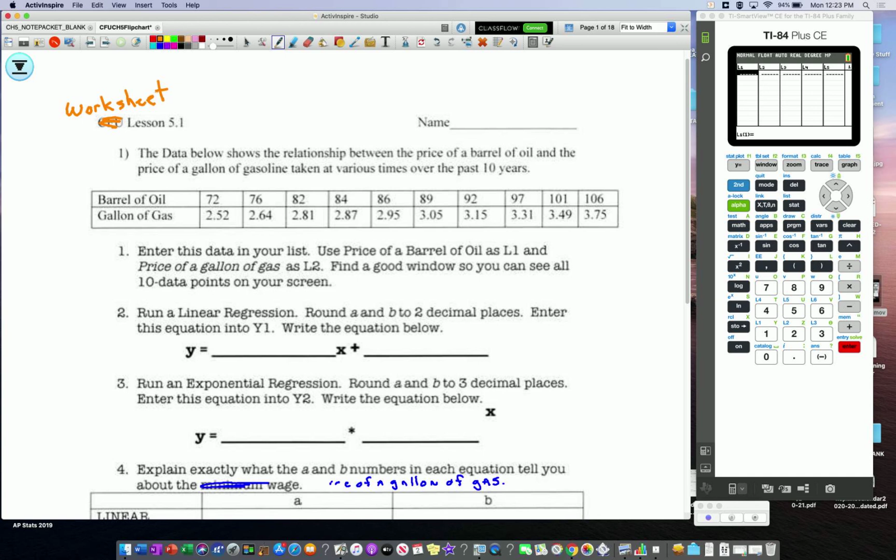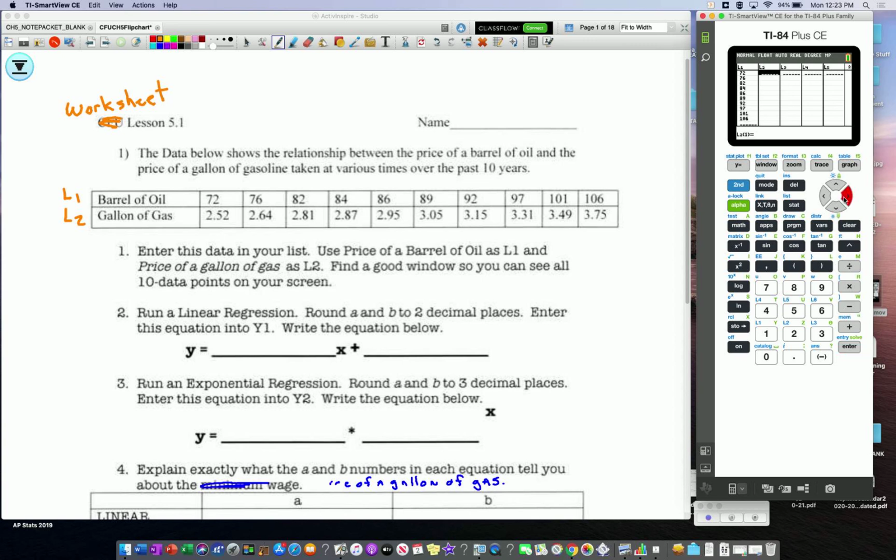So, the first thing it says, enter your data into your list. So what's going to happen here is I'm going to put all the prices of the barrel of oil in list 1. So I'm going to start typing those in. 72, 76, 82, 84, 86, 89, 92, 97, 101, and 106. Just want to make sure I type those all in correctly.